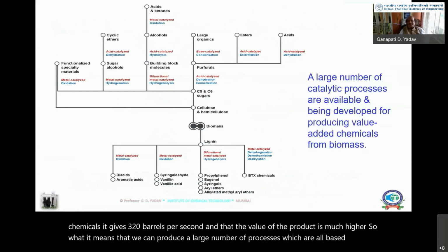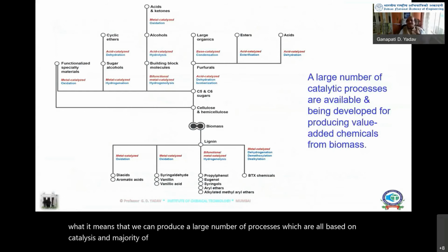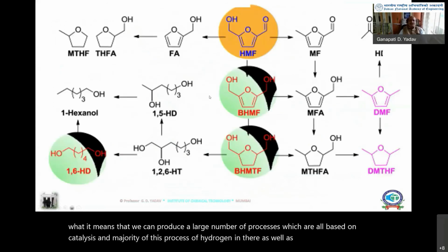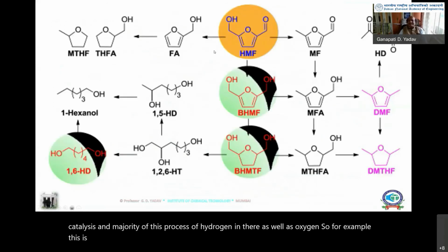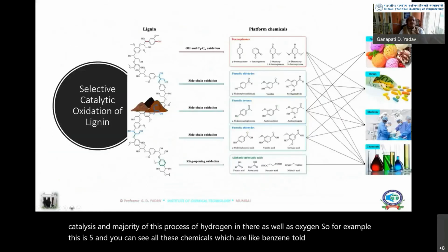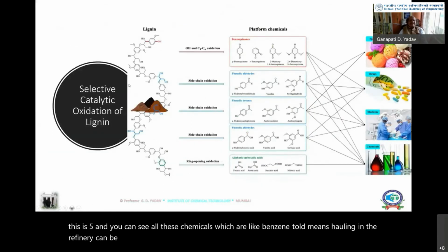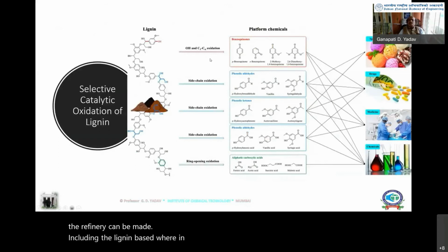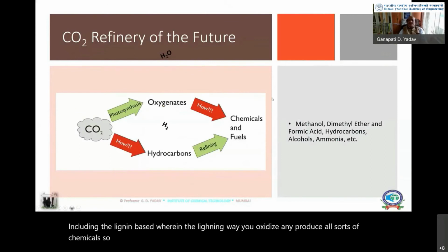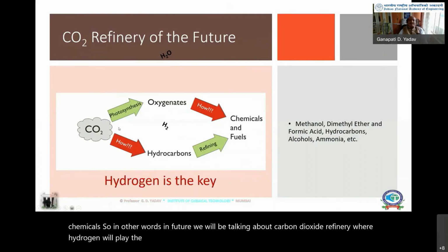So what it means is that we can produce a large number of processes which are all based on catalysis, and the majority of these processes have hydrogen as well as oxygen in them. For example, this is 5-HMF. And you can see all these chemicals, like benzene and toluene in the refinery, can be made, including the lignin base, where in the lignin you oxidize and you produce all sorts of chemicals. So in future, we will be talking about a carbon dioxide refinery, where hydrogen will play a role. And what role will it play?